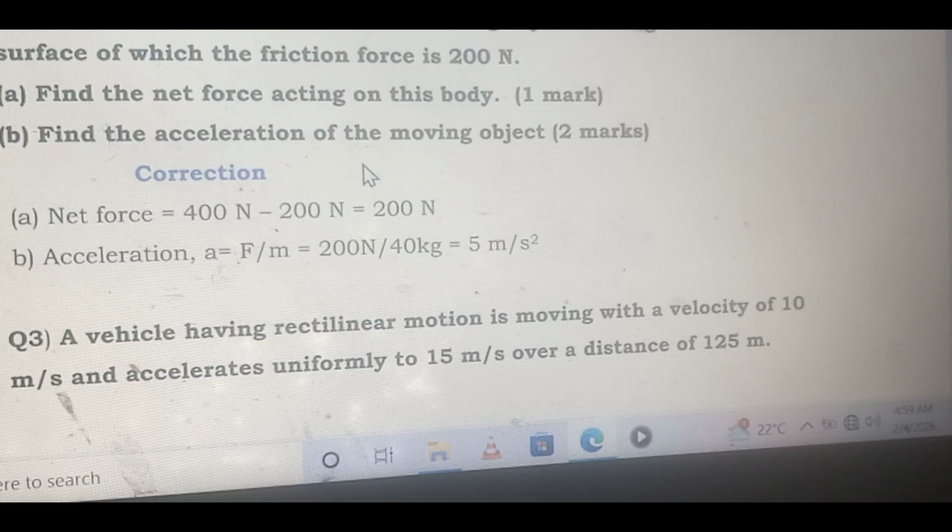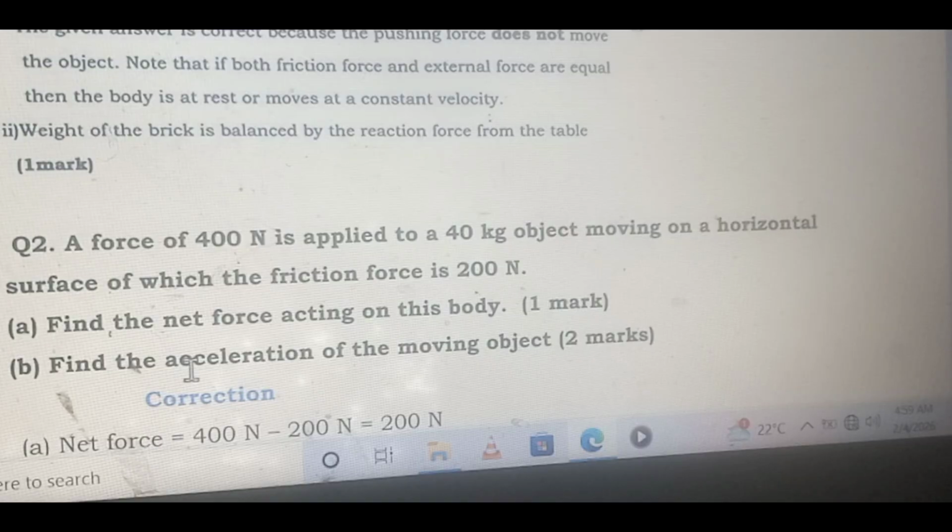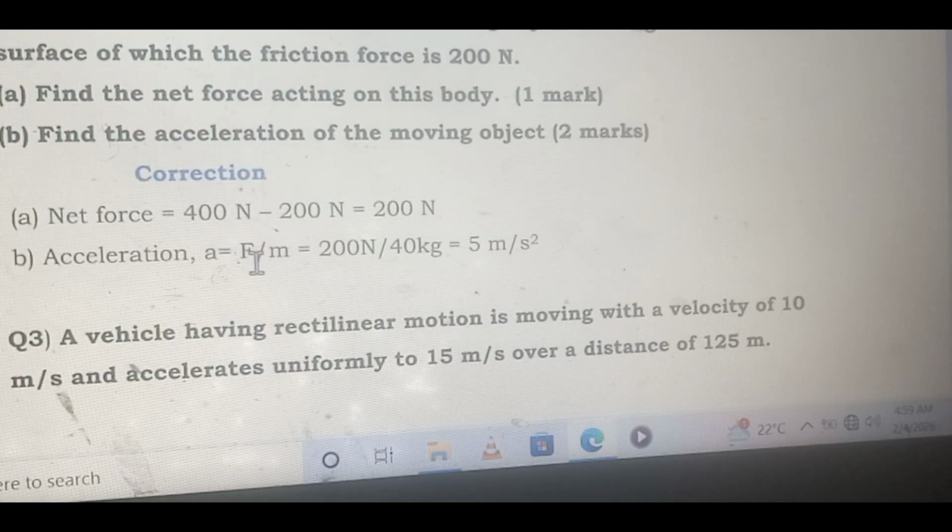B. Find the acceleration of the moving object by using Newton's second law of motion, which states that force is equal to mass times acceleration, meaning that acceleration is equal to force over mass. We use this formula. The force we use is the net force, 200 Newton, and the mass we use is 40 kilogram. We get 5 meters per second squared.